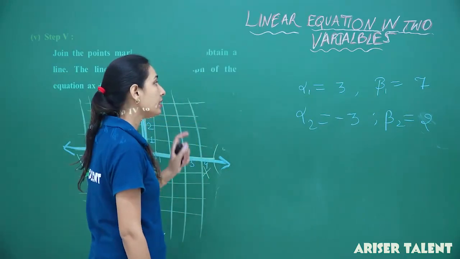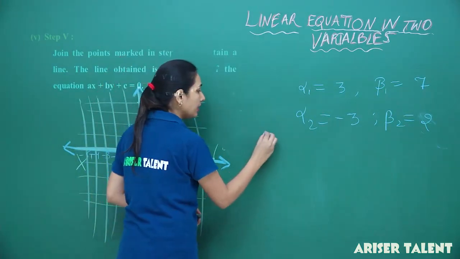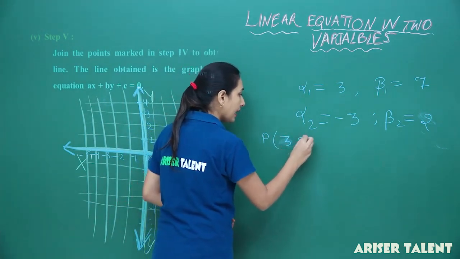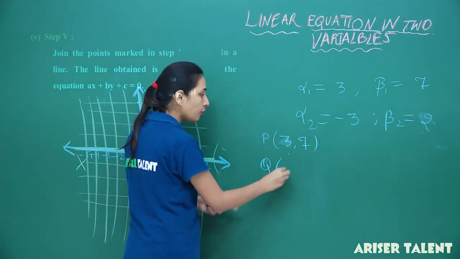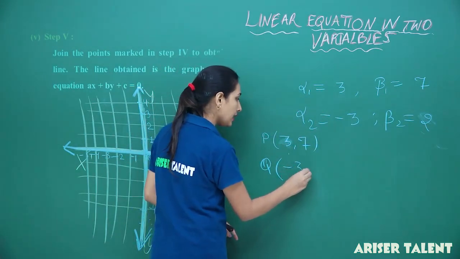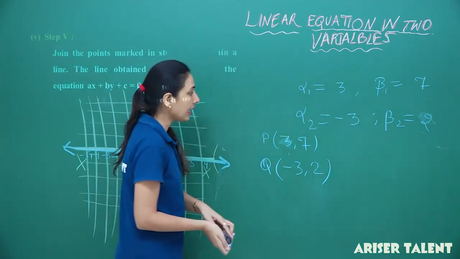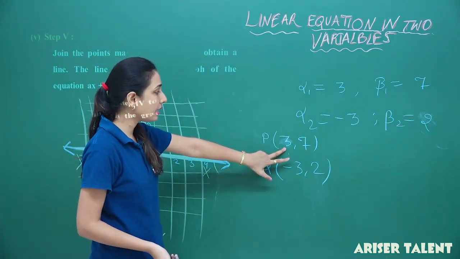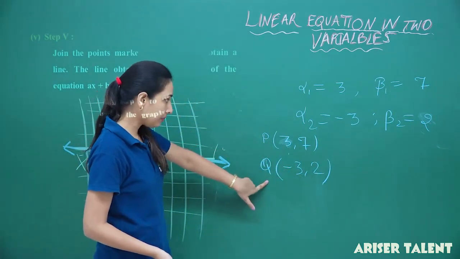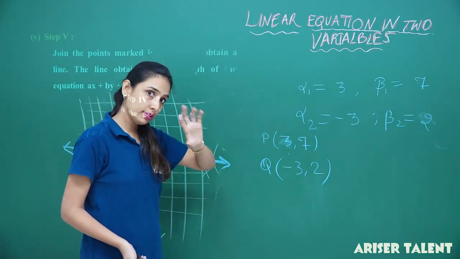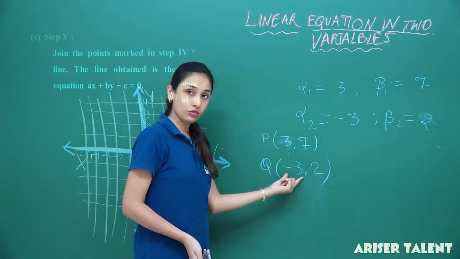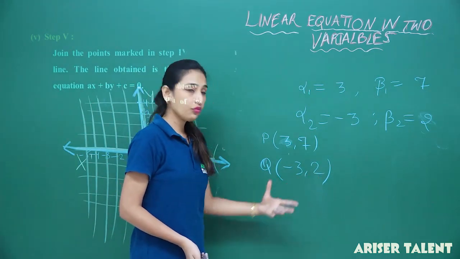Okay, so what does that mean? So the points are, let's suppose P is alpha 1, beta 1, that is 3 and 7, and the Q point is alpha 2 and beta 2, that is -3 and 2. What have I taken? I take x equals 3 and find the value of y equals 7. I have put the same value of x in negative form, that is -3, and then I got the value of y equals 2.